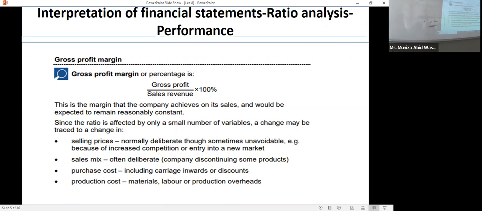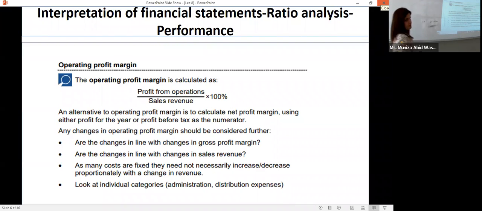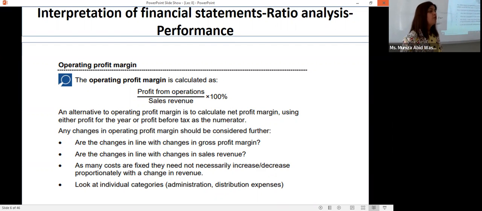Now we are going to discuss the operating profit margin. Students, operating profit is a term which is used for profit before interest and tax. What is an operating profit? It is profit before interest and tax. What is the format of statement of profit or loss? Sales revenue minus cost of goods sold is equal to gross profit. Minus admin and selling expenses is equal to profit before interest and tax. That profit before interest and tax is known as an operating profit.